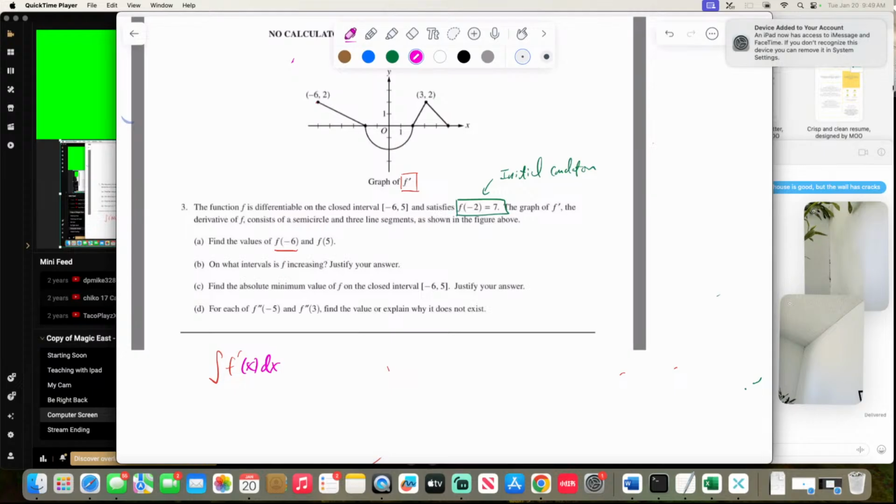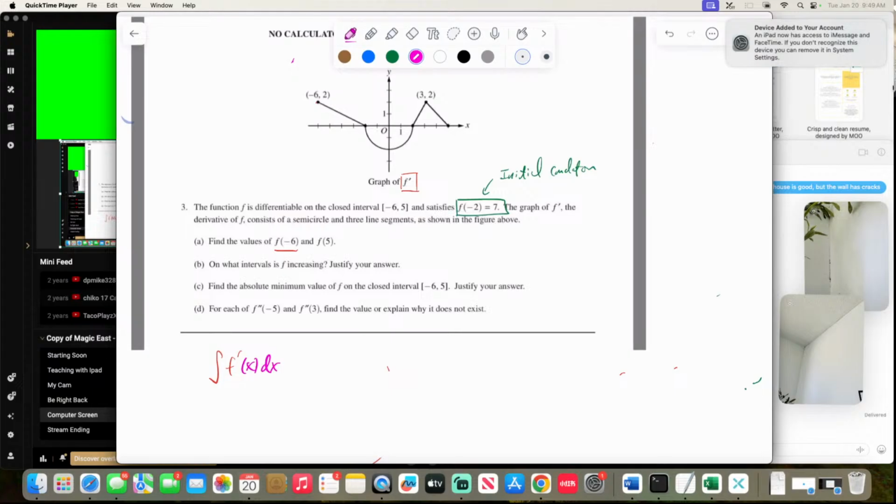Then this one's gonna be 7 minus the area from here to here, which is above, so we'll say this is blue, which is 2 and 4. So that's 2 times 4 times a half, which is 4. So f of -6 is equal to 7 minus 4, sorry, is equal to 3. Is that okay? Did everybody get that or no?